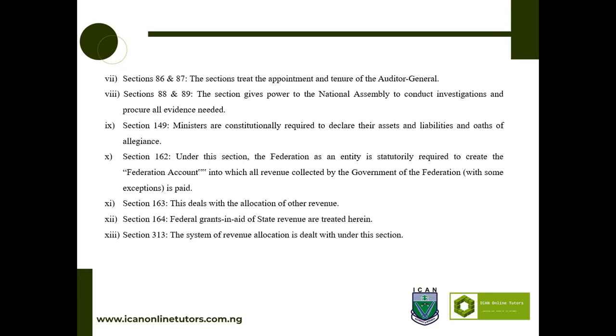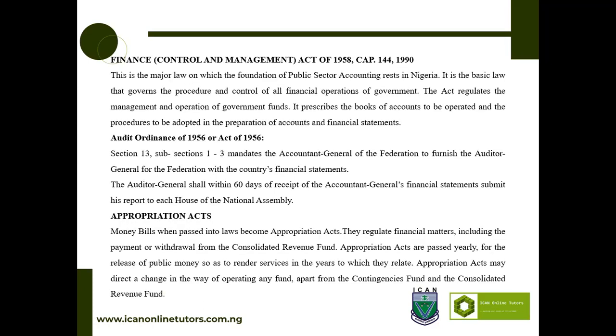This deals with the allocation of other revenue. We have section 164. Federal grants in aid of state revenue are treated in section 164. We have section 313. The system of revenue allocation is dealt with under section 313.